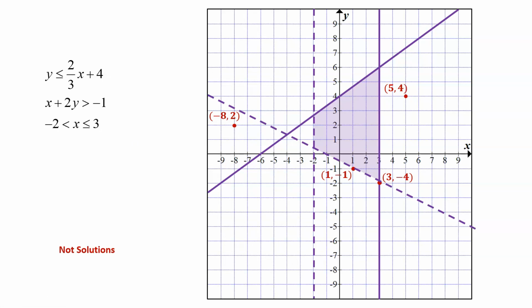So that's the end of this demonstration about linear inequalities and systems of linear inequalities. Now please move on and do some of the examples that you see listed.